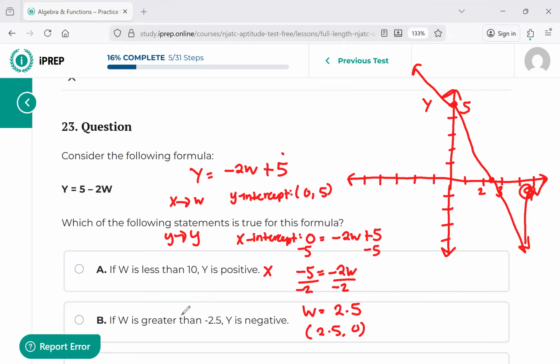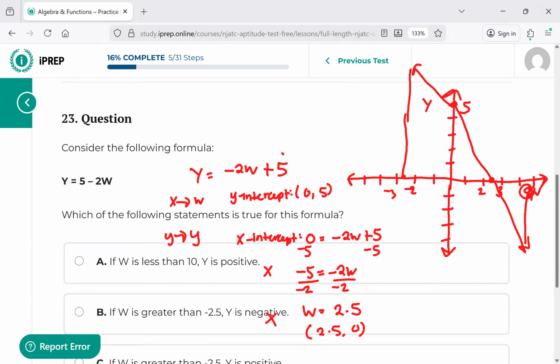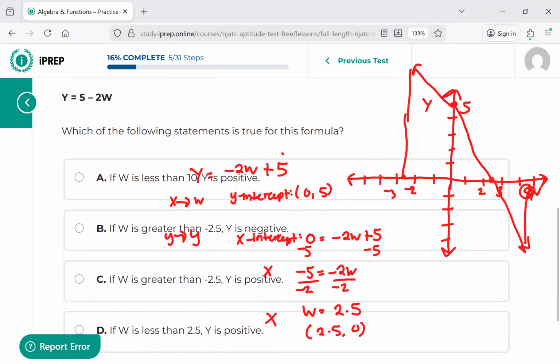If w is greater than negative 2.5, locate negative 2.5 on the w axis, or the x-axis. Here's negative 2, here's negative 3, negative 2.5 is right here. I believe at negative 2.5, it looks like our y has to be positive. So that's false. C.